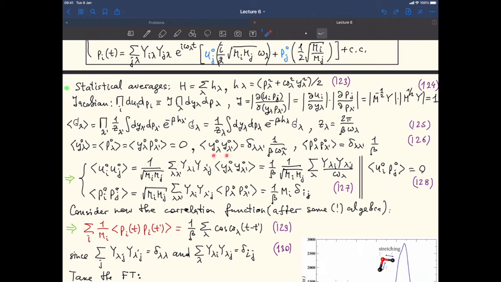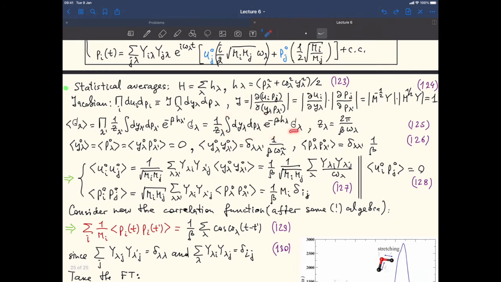So let's consider general correlations of y lambda and y lambda prime. This can also be easily calculated. If lambda and lambda prime are different, that would be 0. But if they are the same, you need to work out this integral over y lambda with y lambda replaced by y lambda squared, and this is what you will get. And similarly, the calculation can be performed for p lambda prime. So concluding, these averages can easily be calculated in the normal coordinate representation.